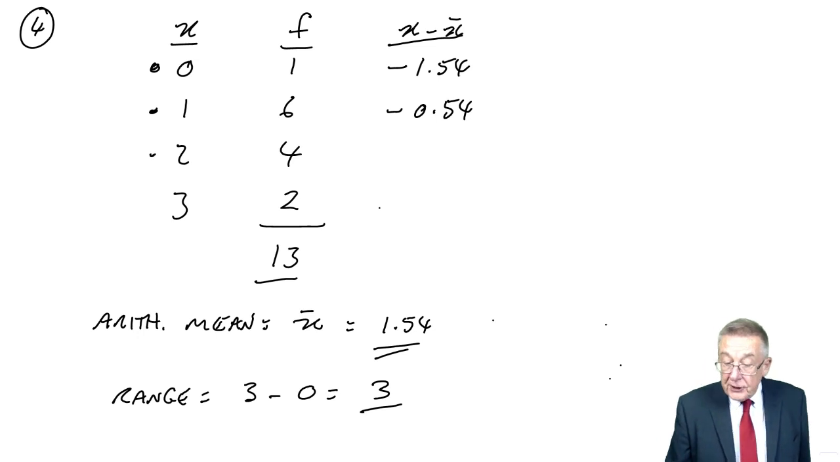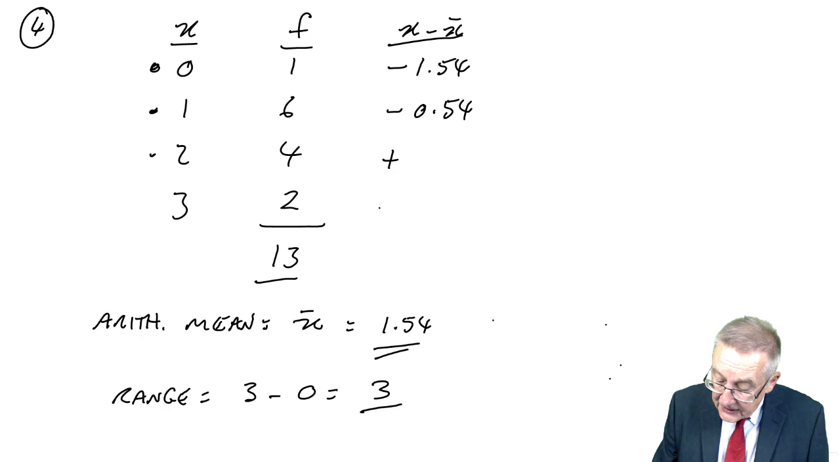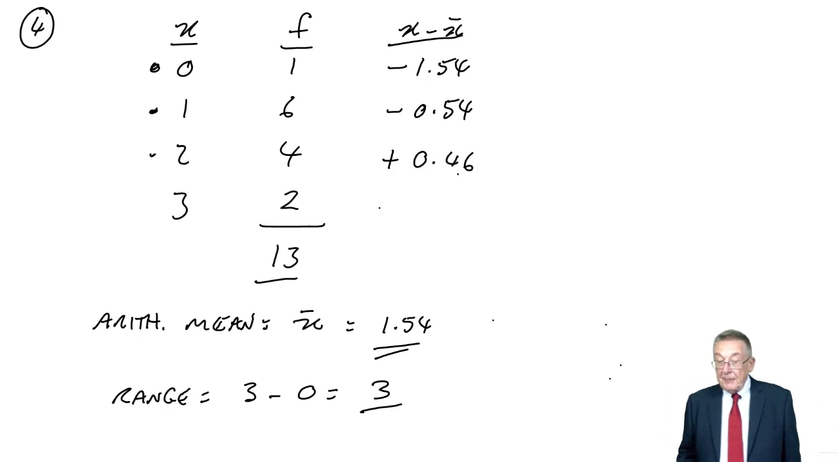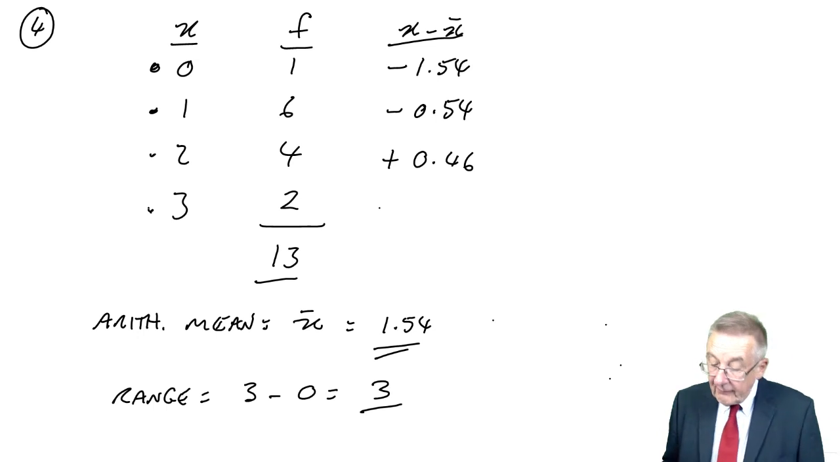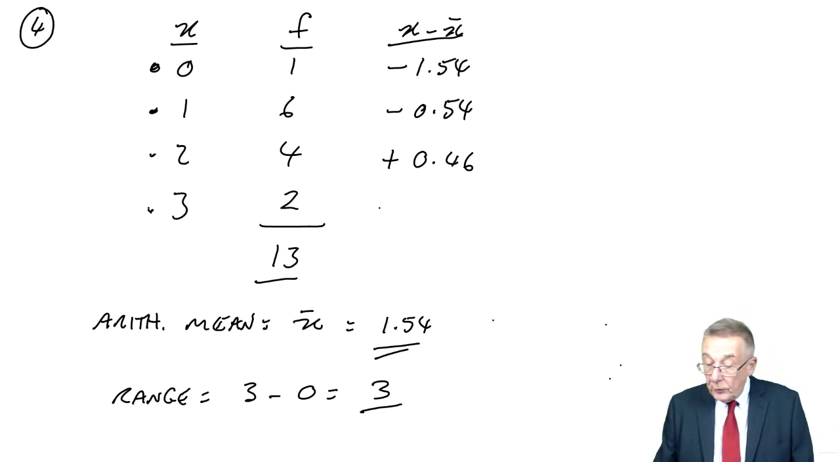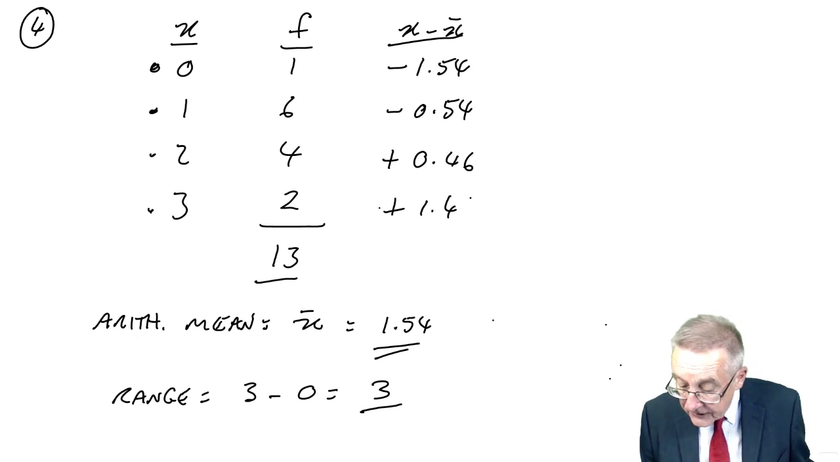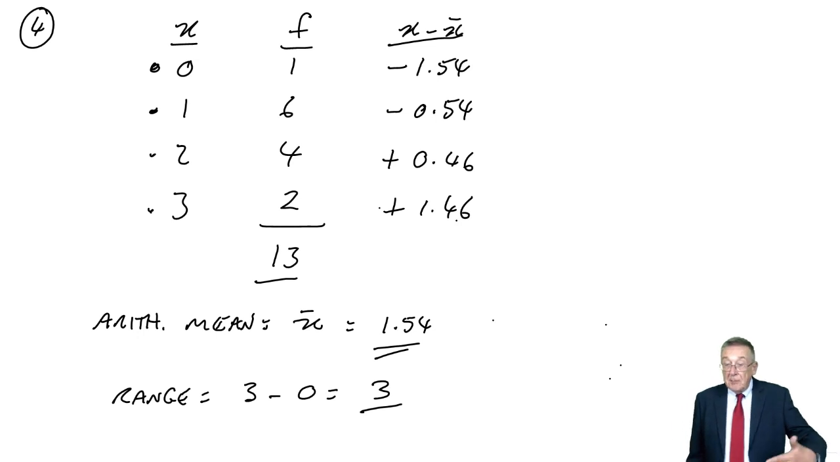2 is above the average. 2 minus 1.54, it's plus 0.46. 1.54 plus 0.46 is 2. And finally, 3. 3 minus 1.54 is 1.46. So as you'd expect, some observations are below the average, minus 1.54, minus 0.54. Other observations are above the average.